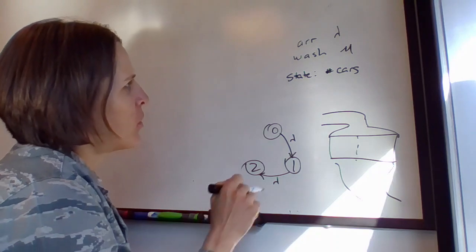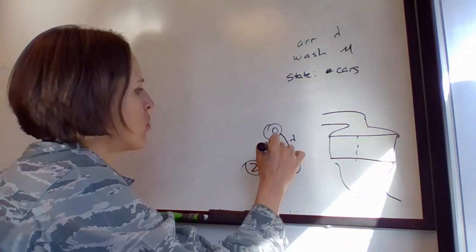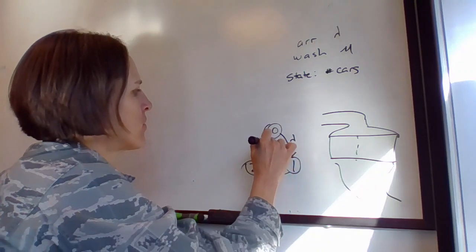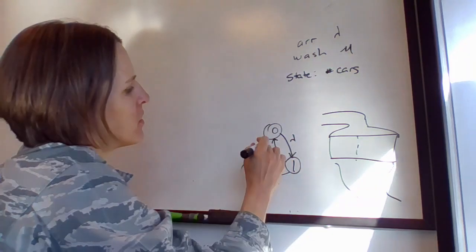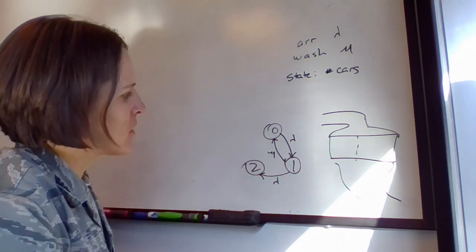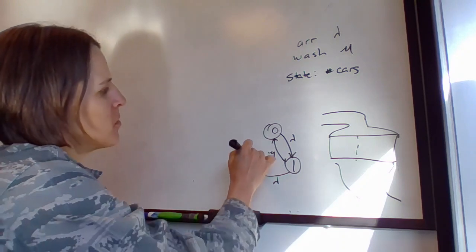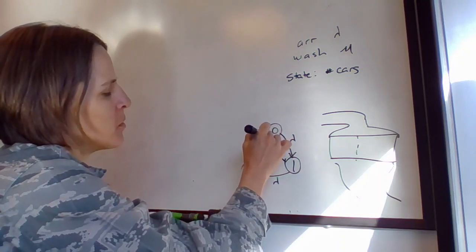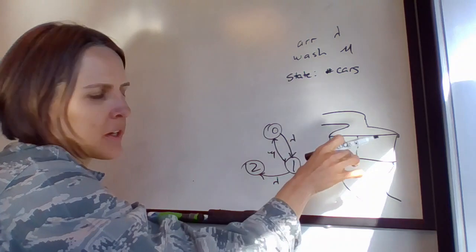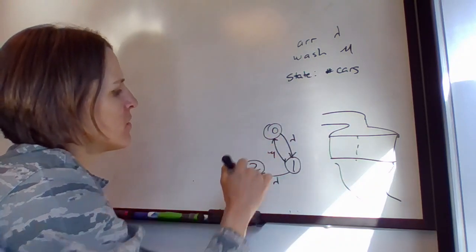And if you have one car getting washed, the rate of washing is going to be mu cars per hour. So going from 1 back to 0 is mu. That rate's going to be mu. We're never going to go straight from 2 to 0 because we're going to assume that both cars are never going to get finished at exactly the same time. So there's no chance of this happening.